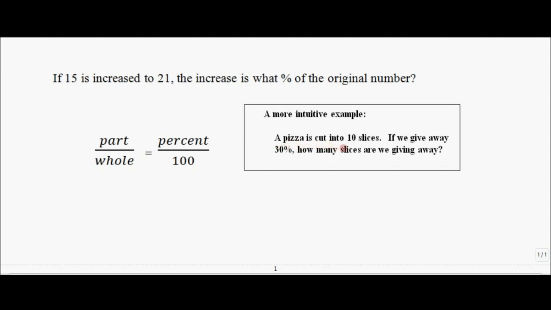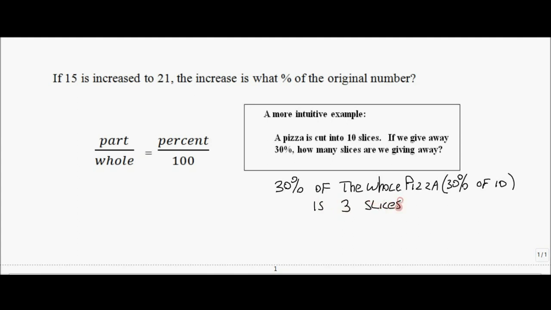A pizza is cut into 10 slices. If we give away 30%, how many slices are we giving away? So here's definitely a percent problem. And I think we can do this one in our heads, because if we take 30% of the whole pizza, then we're taking 30% of 10 slices. Well, 30% of 10 would be 3. So we're giving away 3 slices.